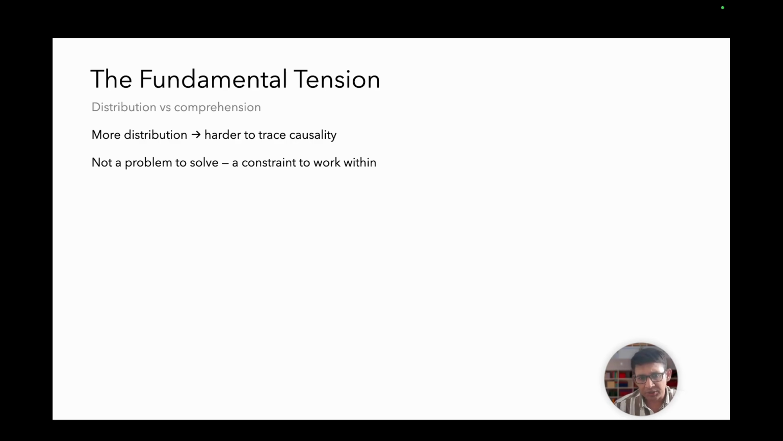Now, the fundamental tension is between distribution versus comprehension. The more you distribute, the harder causality becomes to trace. This isn't a problem to solve, it's a constraint to work with. Design with this constraint in mind. When you must distribute, build in the mechanisms to reconstruct causality. When you don't need to distribute, don't.